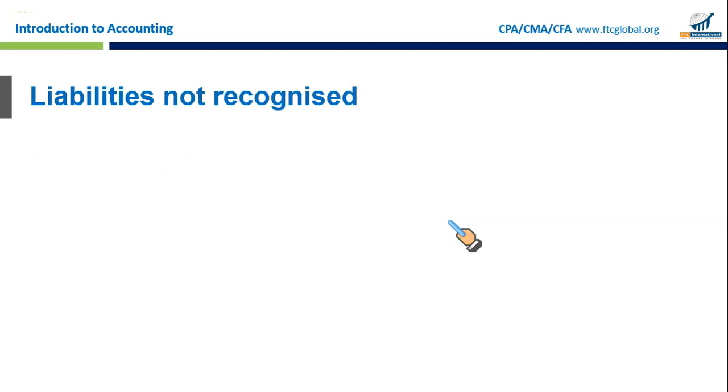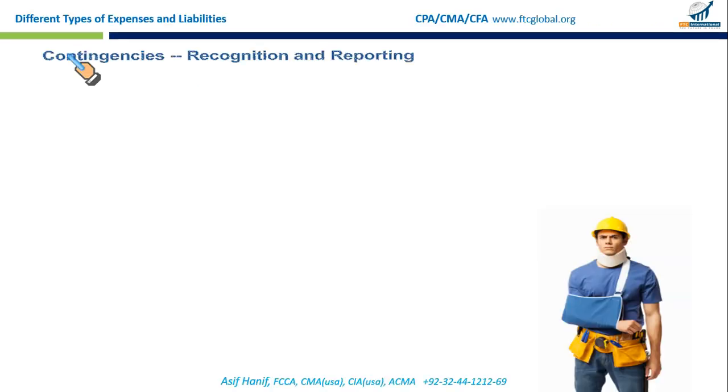Liabilities that are not recognized. Let me give you an example. Okay, look at this gentleman. He has got injured while working, and he has filed a case in the court of law against the company that he has been injured just because he was not provided proper safety gears. And this injury is caused by the company's faulty safety and security measures. So he has claimed a compensation of $10 million.